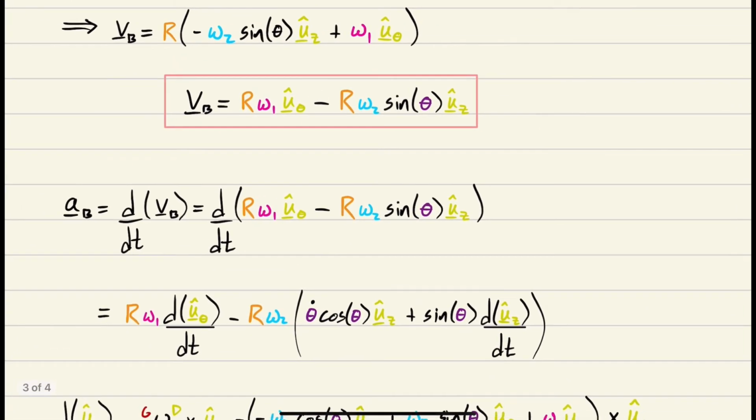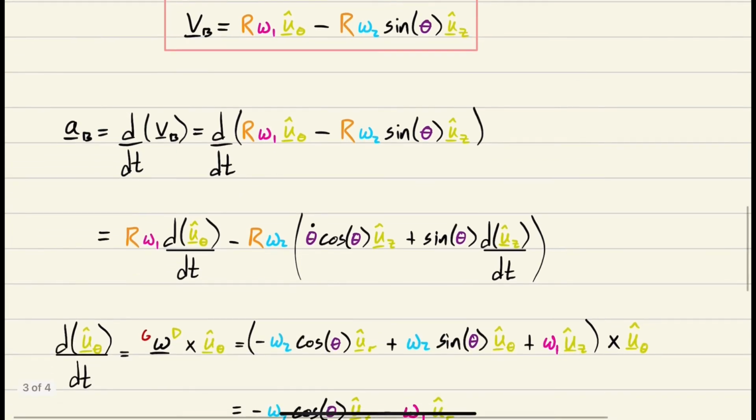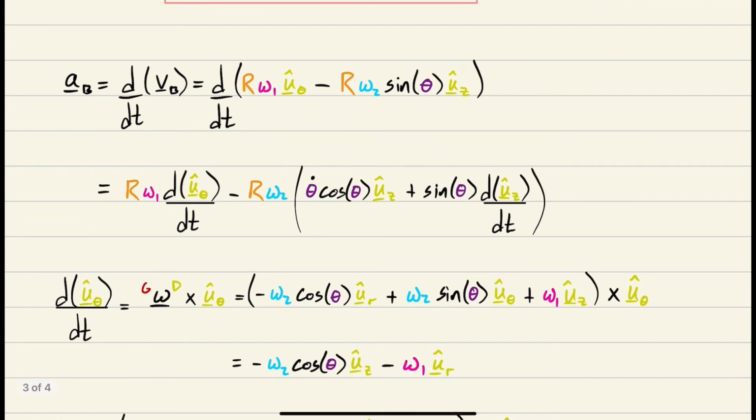Next, let's find the acceleration. So the acceleration is equal to the derivative of the velocity vector. So I just took this, plugged it right in, and we're really doing the same thing again. It's just more bookkeeping. Remember, omega 1 is constant, r is constant, so the derivative of this right here is just r omega 1 du theta dt, and then we need to take the derivative of this term here.